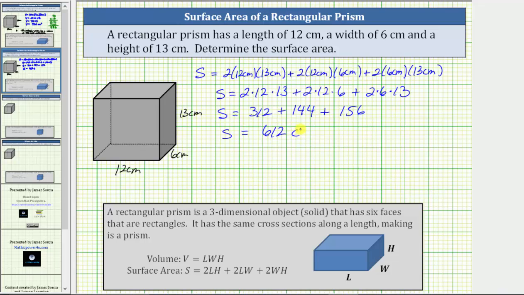And again, the units are square centimeters. Of course, if we need to, we can check the sum. Giving us a sum of 612. So we know the surface area is now 612 square centimeters, which means it would take 612 square centimeters to cover the outside of the rectangular prism. Let's also write the result as a complete sentence. The rectangular prism has a surface area of 612 square centimeters.